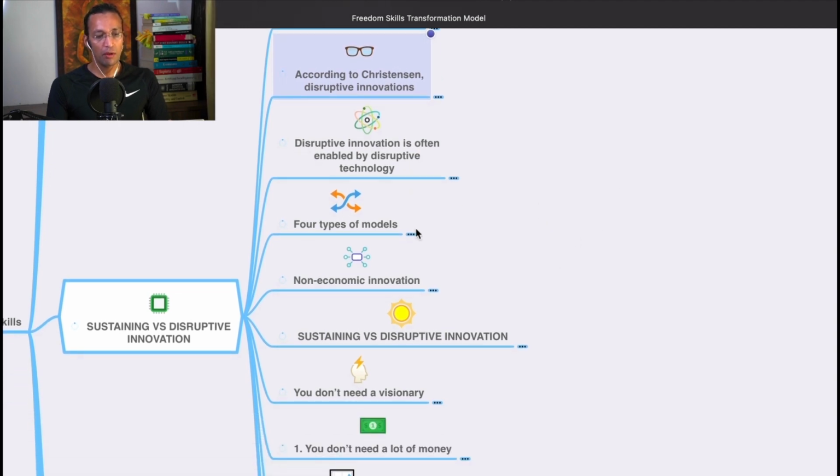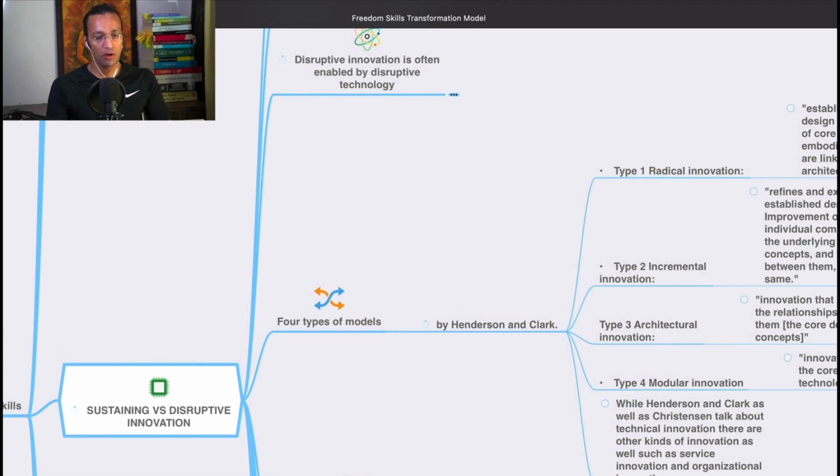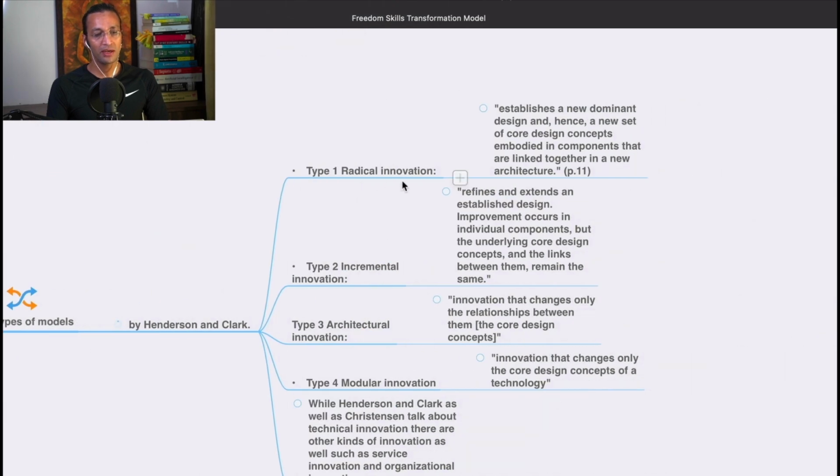So there are models. We'll go to the models. There are four kinds of models. One is radical innovation, which is establishing a new dominant design, hence a new set of core design concepts embodied in components that are linked together in a new architecture. That is radical innovation.